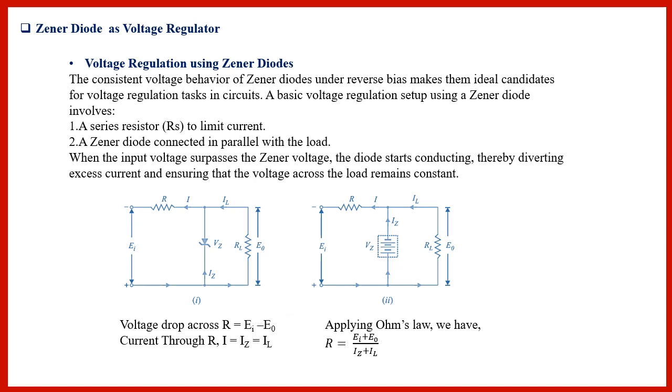The voltage drop across R can be shown from this equation, that is Ei minus E0, which is shown here. And the current through the resistance is I equal to the Zener current plus the load current, which gives the total current, and hence R can be calculated from Ohm's law, which is V upon I. So this is the voltage from this circuit, and V upon I will give you the value of the resistance.